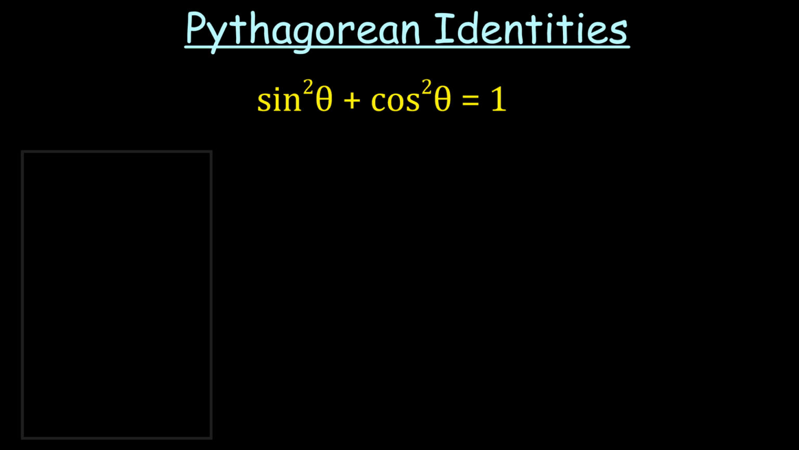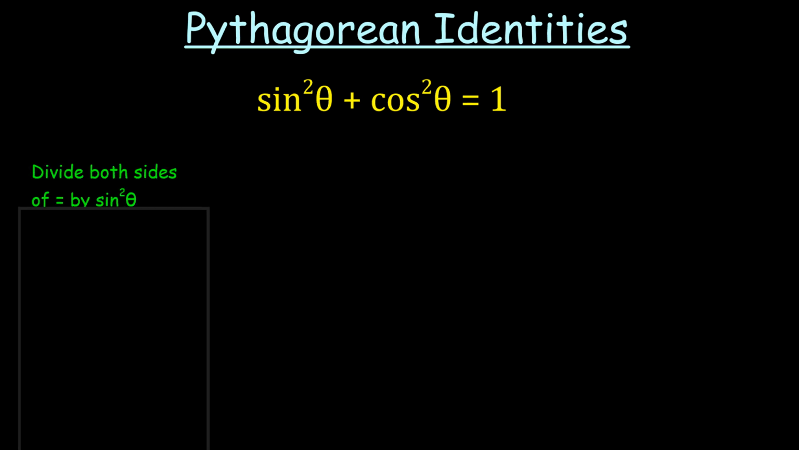So what we're going to do is use what we already created. We have sine squared theta plus cosine squared theta equals 1. And I think on the previous slide, I maybe wrote it backward, where I put cosine squared first and sine squared second, but it doesn't matter. Addition is commutative, so we're good there. So what we're going to do is create two more Pythagorean identities.